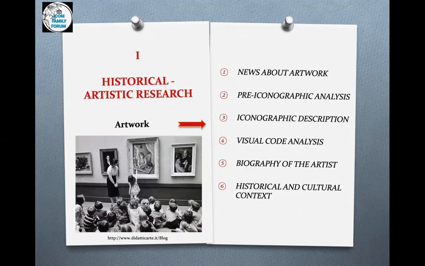So the second step is to do a pre-iconographic analysis. Pre-iconographic analysis is what I see in this artwork. I don't know if it's a painting, okay, there is a landscape, or it is a portrait, everything that you can see when you see an artwork at first sight. The third step is iconographic description.